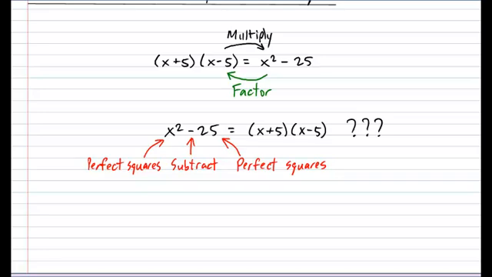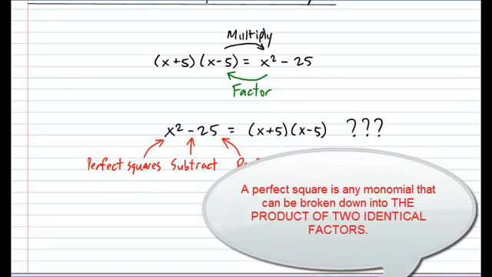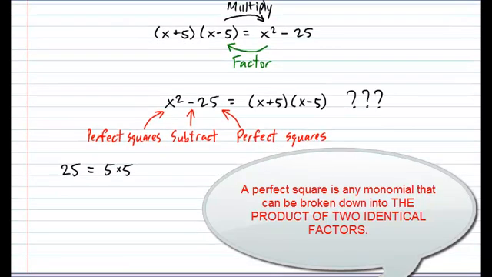Well, that's easy. The definition of a perfect square is any monomial that can be broken down into the product of two identical terms. For example, the 25, that can be broken down into 5 times 5. The x squared, that's considered a perfect square because it can be broken down perfectly into x multiplied by x.